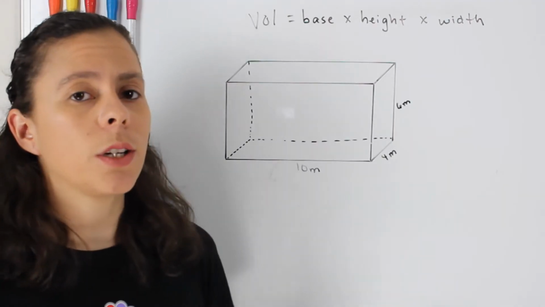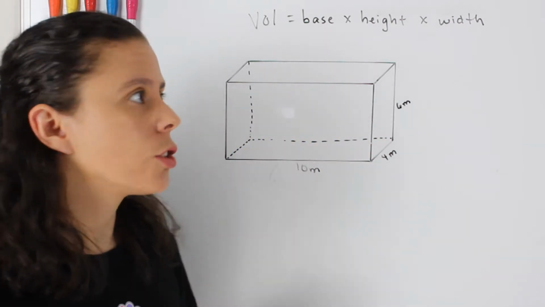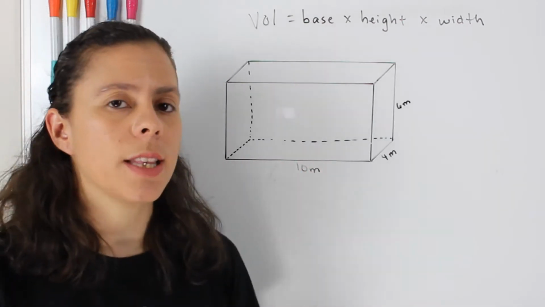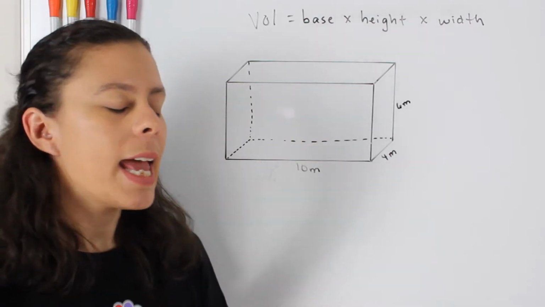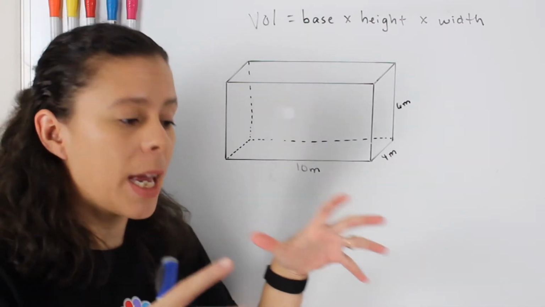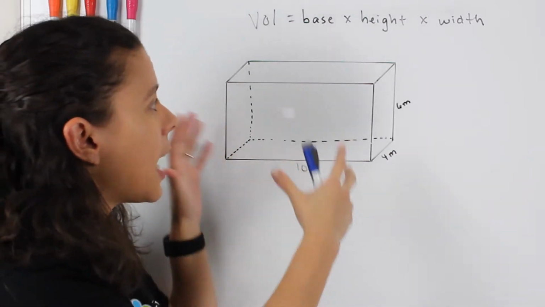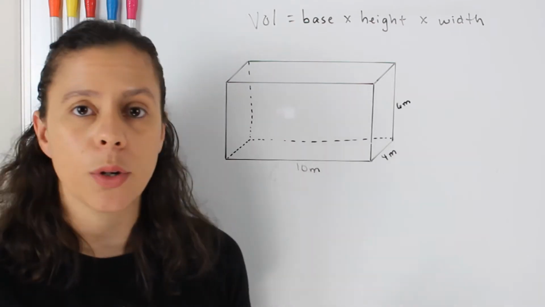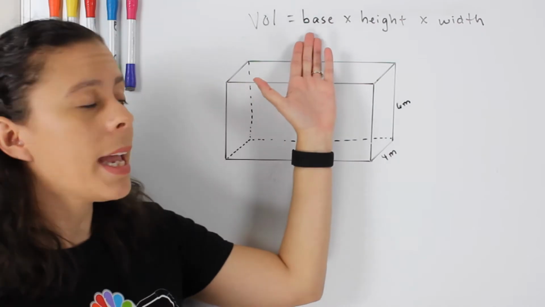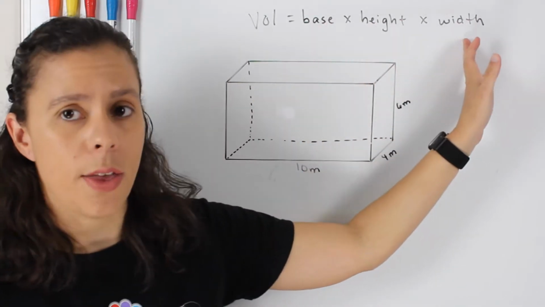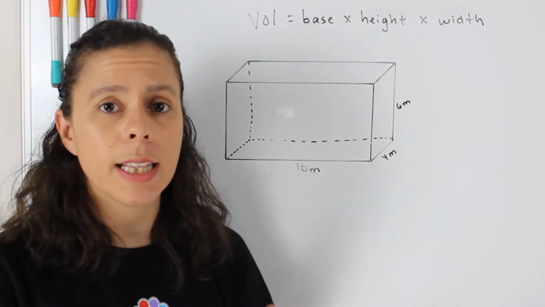So in the previous video, we learned how to calculate the surface area of a rectangular prism. Now in this video, we're gonna do the volume. And I mentioned that the volume is basically like if I were to put water in it, how much water would be able to fit in there, how much space that water would occupy inside of the entire rectangular prism. So the way that we found the volume is simply by multiplying the base times the height times the width.